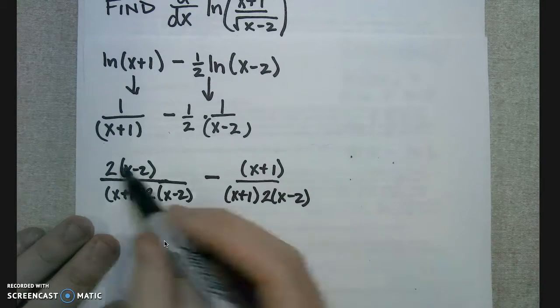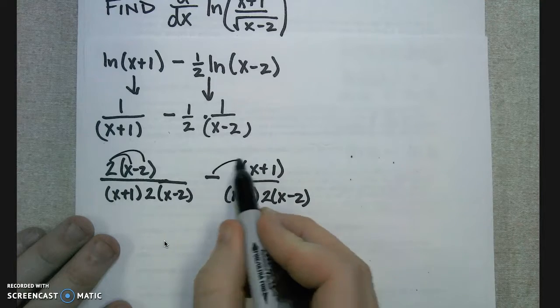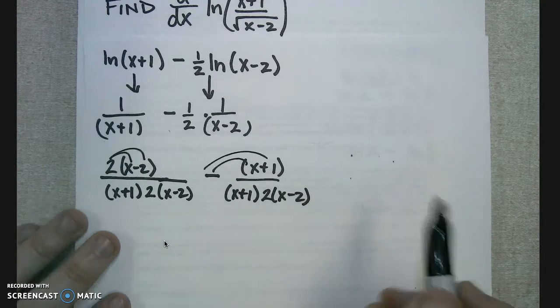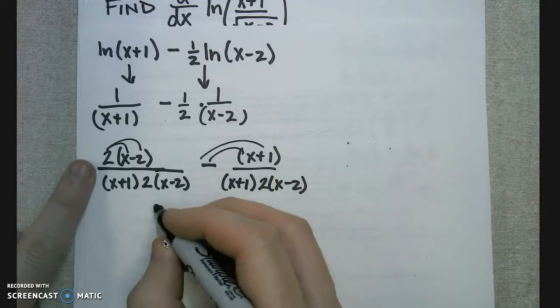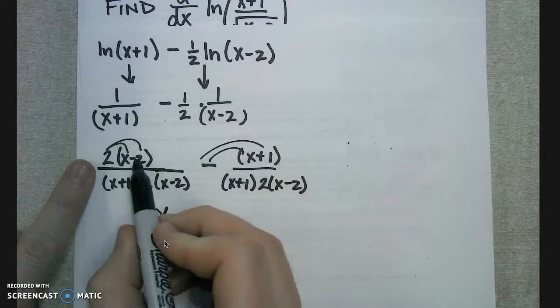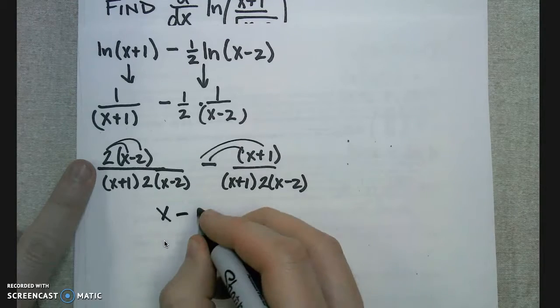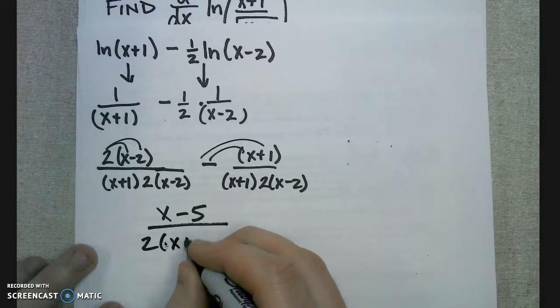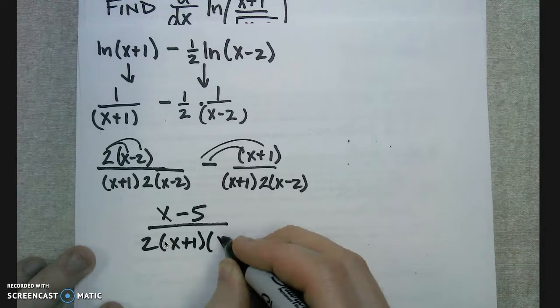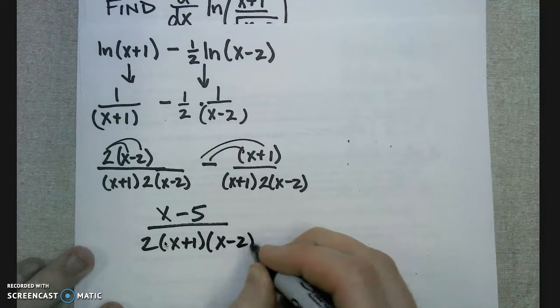And then here I would distribute my 2 and distribute my negative and subtract these fractions together. So that's going to be 2x minus 1x, which is x. And it would be negative 4 minus 1, which is negative 5. And then you've got your common denominator, and that really is as simplified as I would take this.